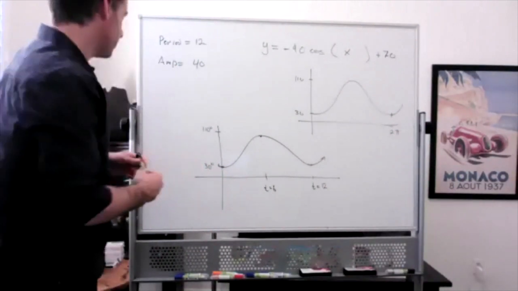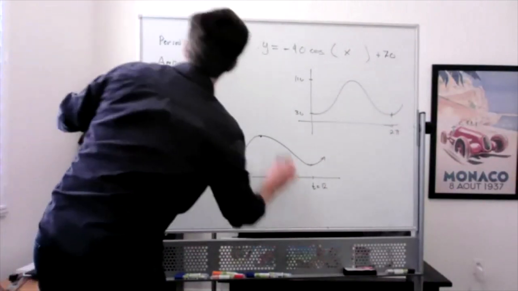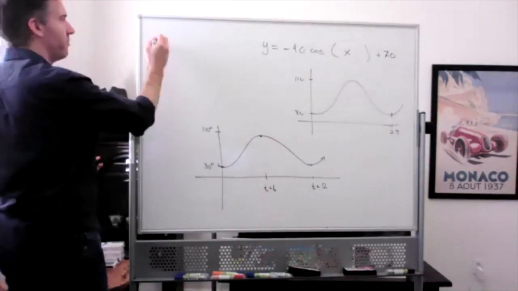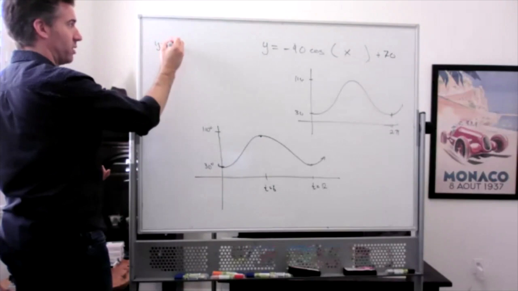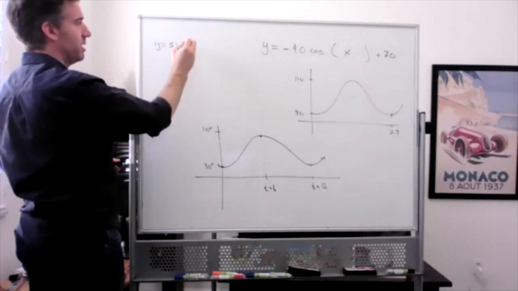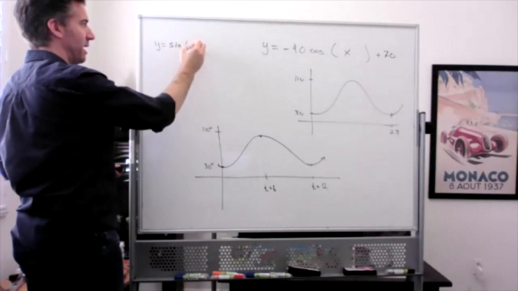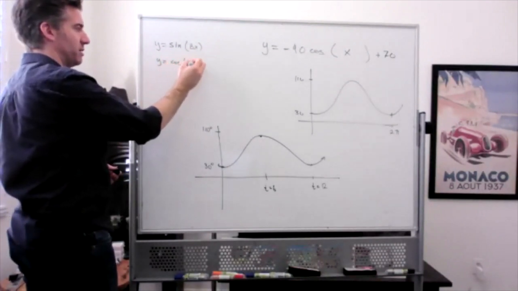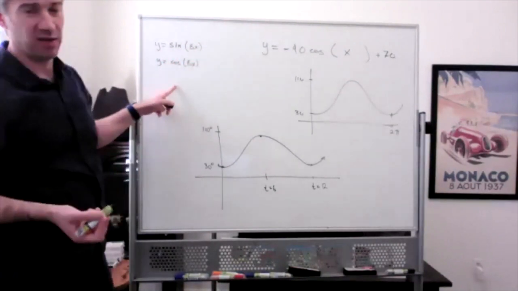Well, in general, if you have y equal to sine of x or cosine of x, I just say sine of b times x or cosine of b times x. I don't know why we usually use b here, but we do.